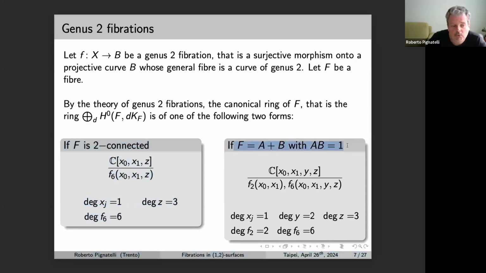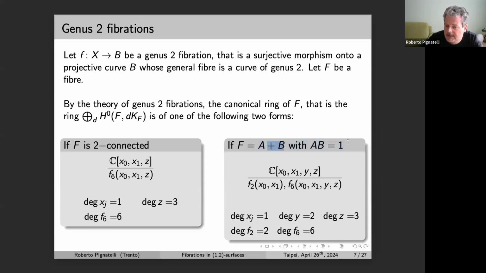So not 2-connected means that the fiber can be written as a sum of two effective divisors whose intersection is one or less, but less is impossible. So if this is not 2-connected, in the case of a genus 2 curve, there is this decomposition. So 2-connected means there is no such decomposition. So they must be reducible, but not just reducible. They must be reducible as a sum of two elliptic curves. They may be irreducible or not. They may be more complicated.